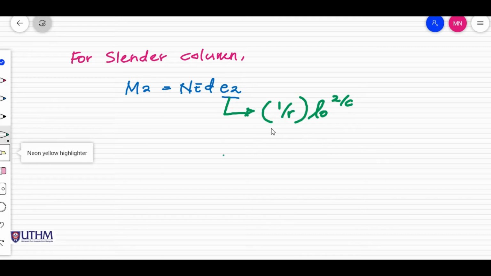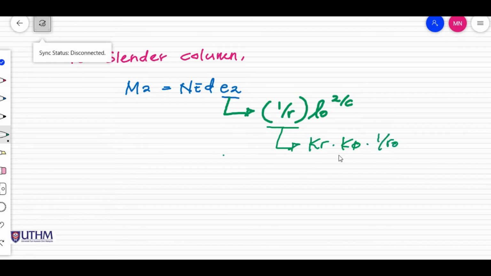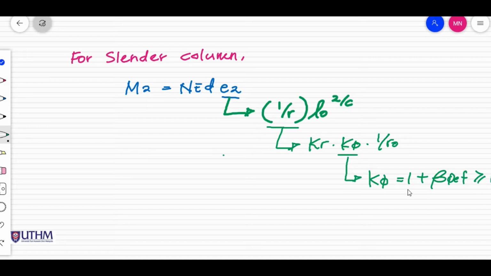And this curvature is determined using this equation. And this is a factor for taking account of creep. Okay, and this value is determined using this equation: one plus beta multiplied with the effective depth ratio must be less or equal to 1. And this effective creep ratio is determined using this equation.